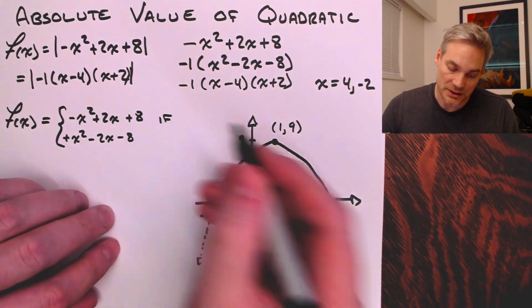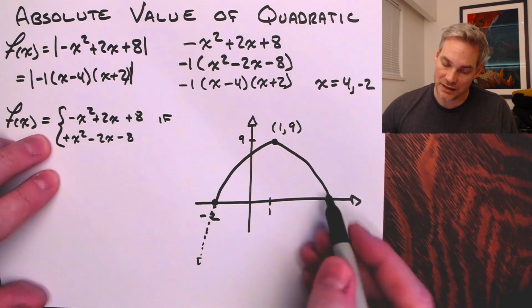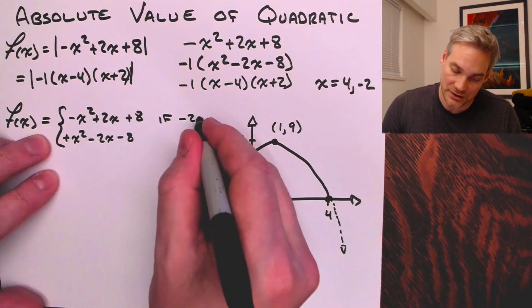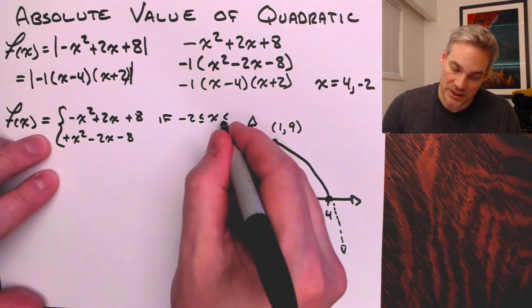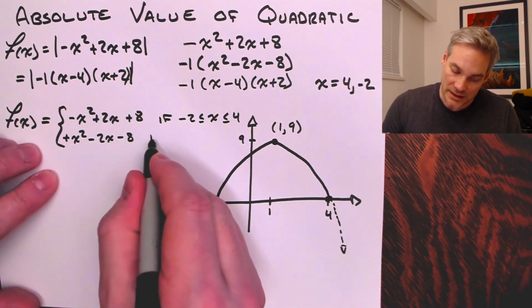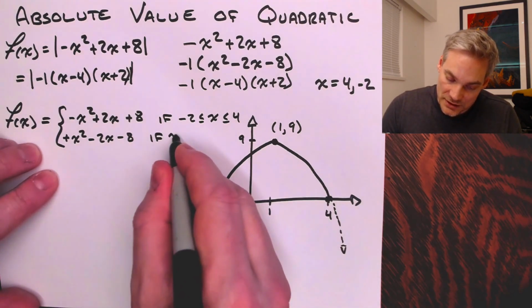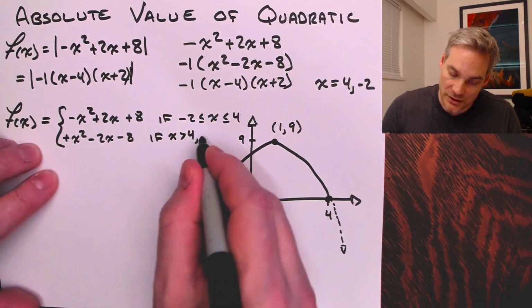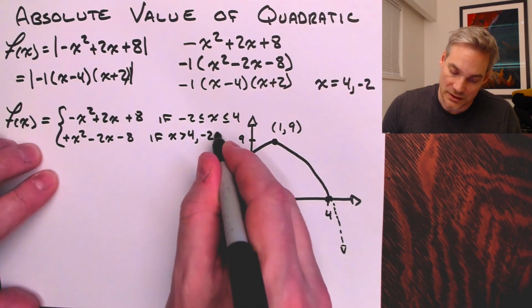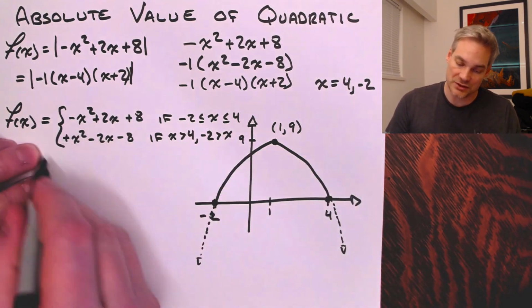And I use this one, the natural graph, the one that we're graphing right now, if I'm in between negative 2 and 4. So if x is in between these 2 points, that's when I use this one. And this one, I'm going to use if x is bigger than 4 or x is less than negative 2. So then if it's over here, I'm going to use this one.